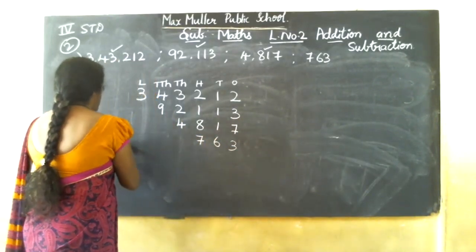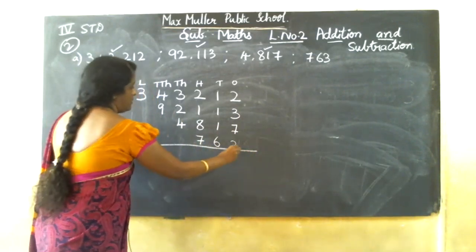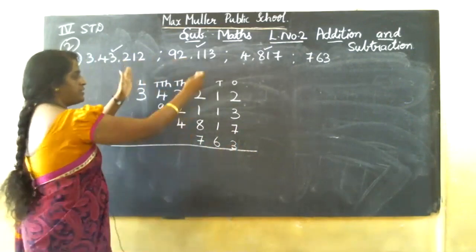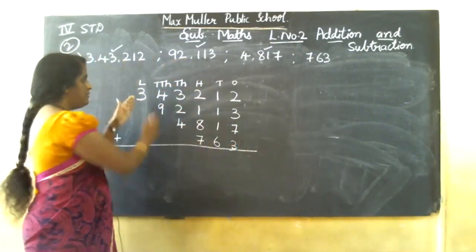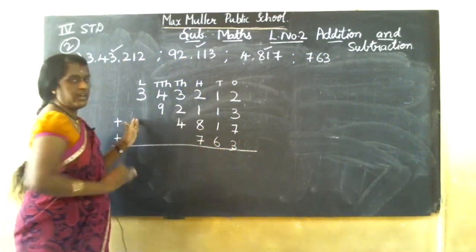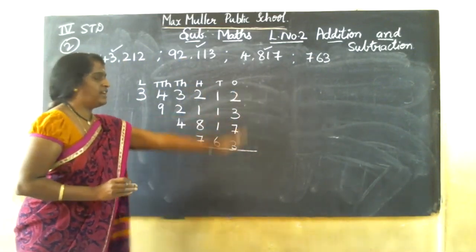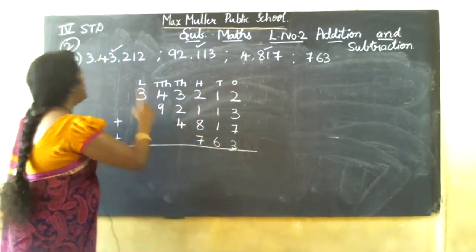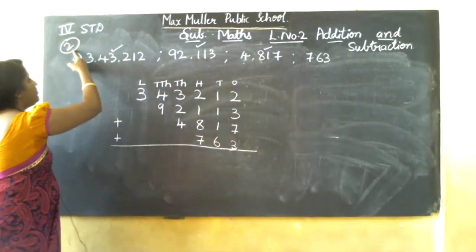Addition. Okay, when we give horizontal, you should write in vertical like this. You should not start from 92,000 or 4,000. You should not start from here. You should start from your right side like this. Okay. So first sum, exercise 2, second main.